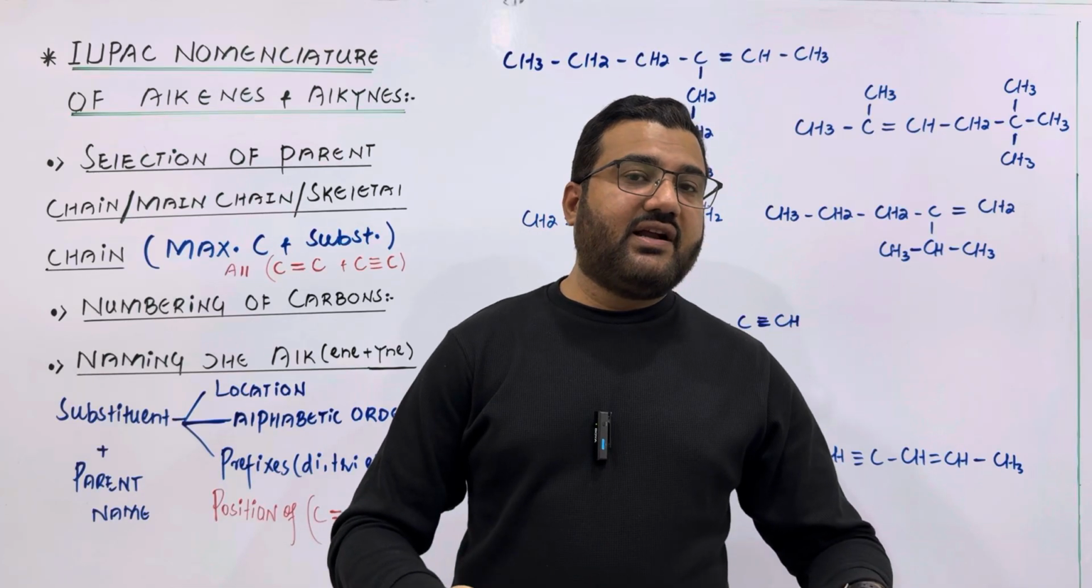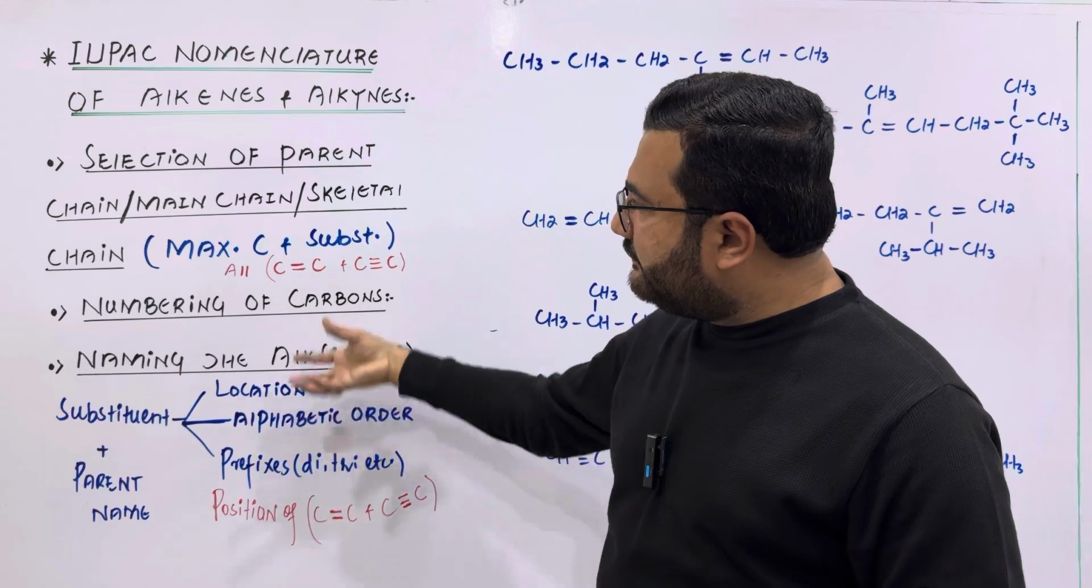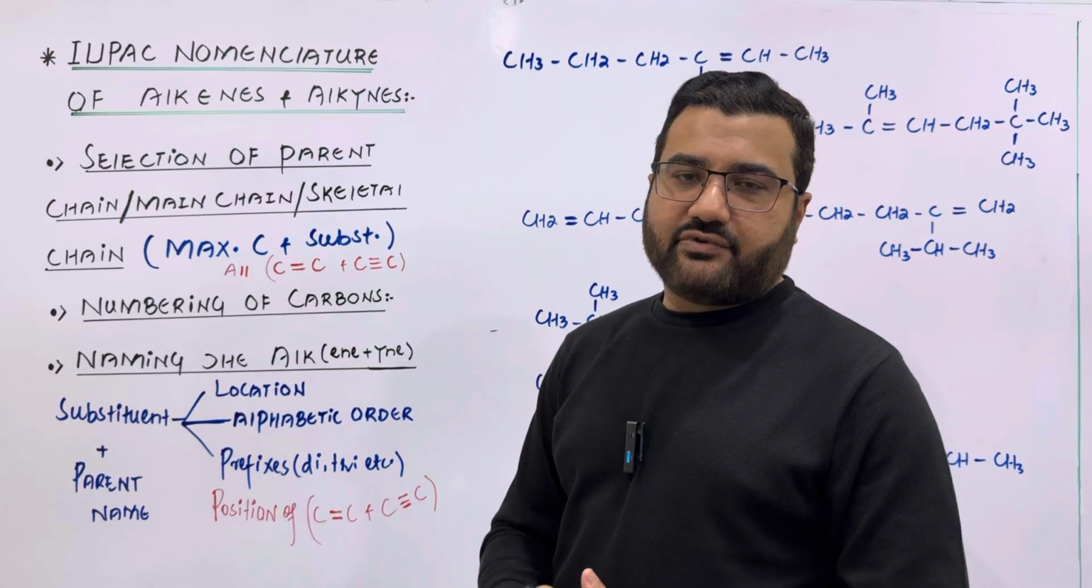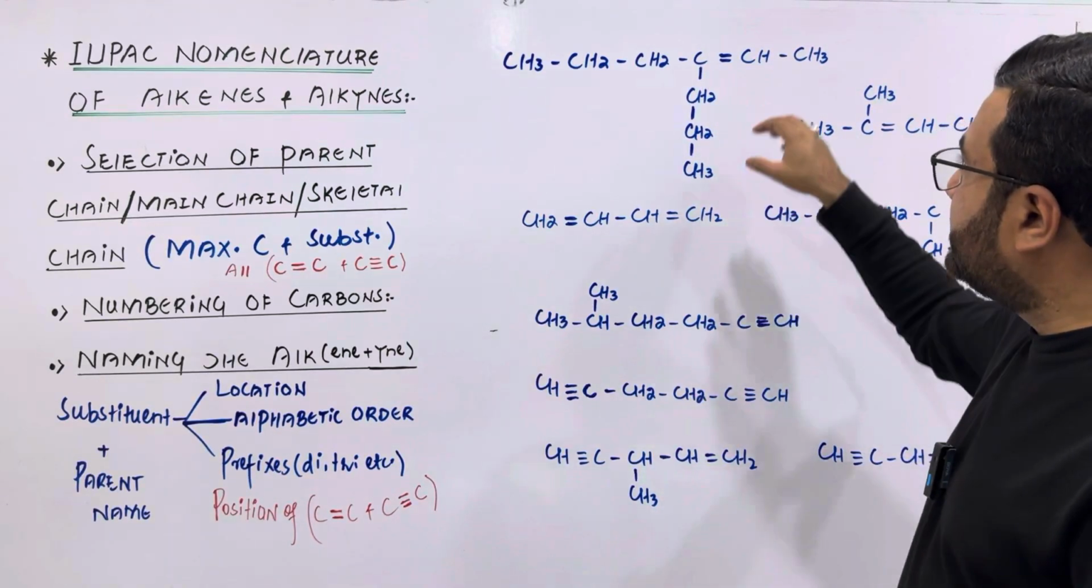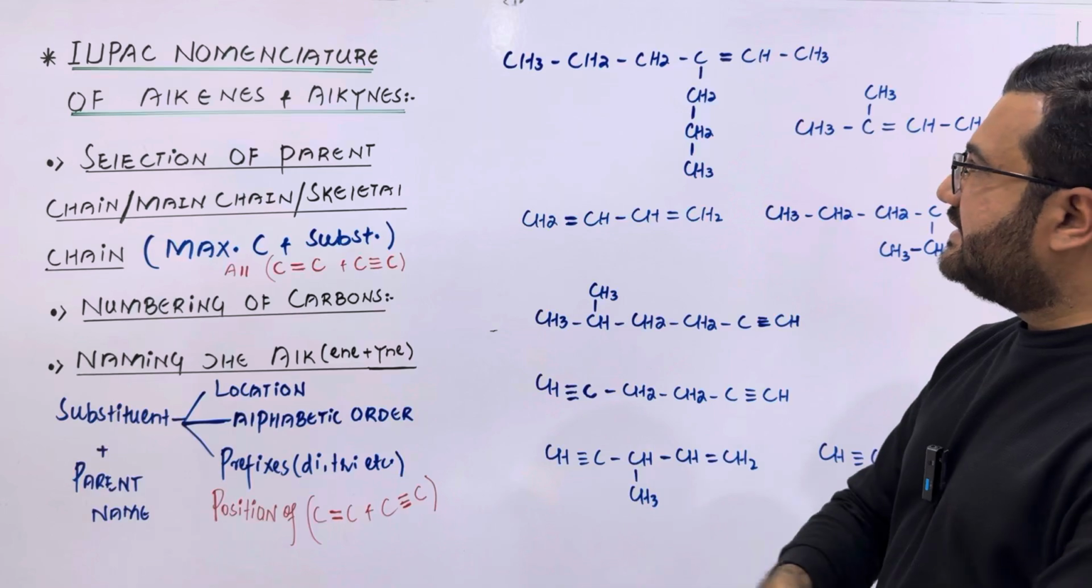In case of alkyne, that will be heptyne, and like this. So following these steps, following these rules, you can name any alkene or alkyne in front of you. Now let us discuss some examples of how we can name the alkenes and alkynes by the IUPAC system.